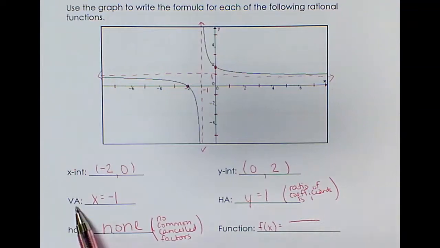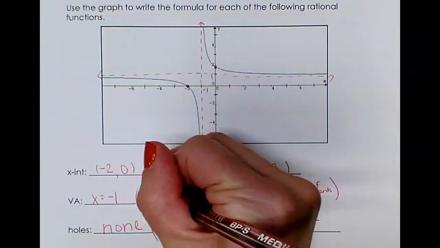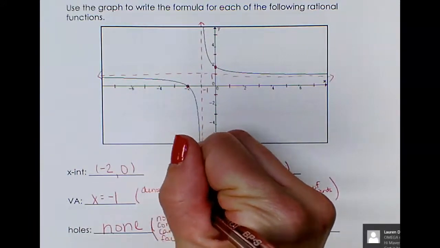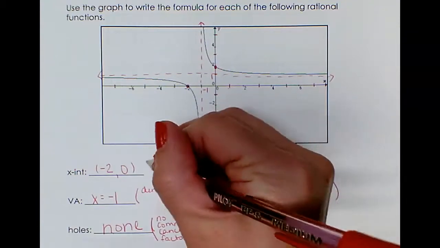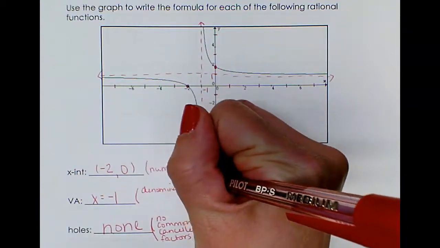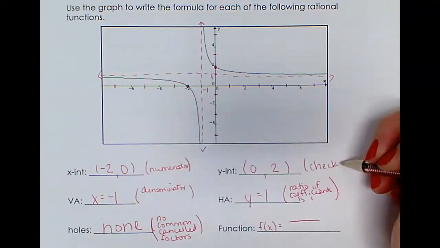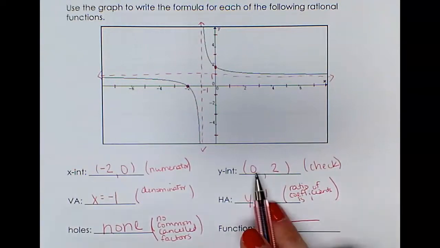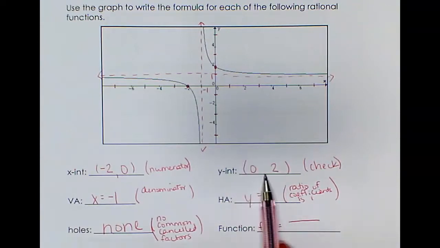The vertical asymptote helps you with your denominator. And the x-intercept helps you with your numerator. And then this is here to check. Check to make sure that if you substitute 0 for x, you do actually get 2. Sometimes you might have to change some things up, but most of the time this falls nicely into place.